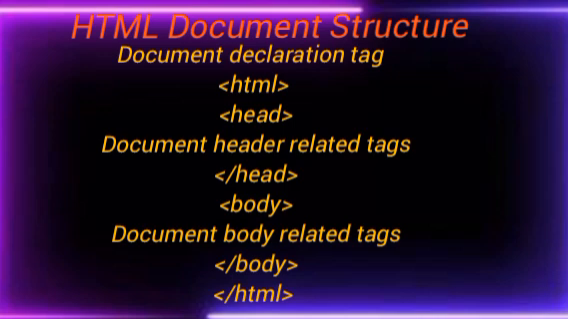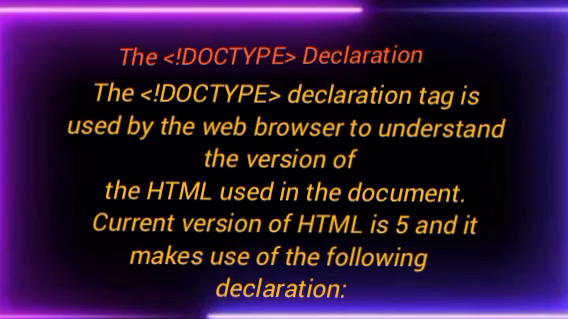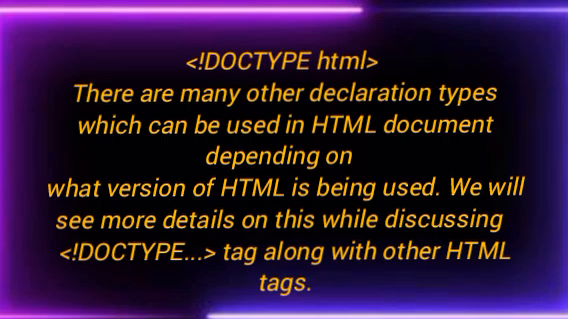HTML document structure. A typical HTML document will have the following structure. We will study all the header and body tags in subsequent chapters, but for now let's see what the document declaration tag is. The <!DOCTYPE> declaration tag is used by the web browser to understand the version of HTML used in the document. The current version of HTML is 5 and it makes use of the following declaration: <!DOCTYPE html>.